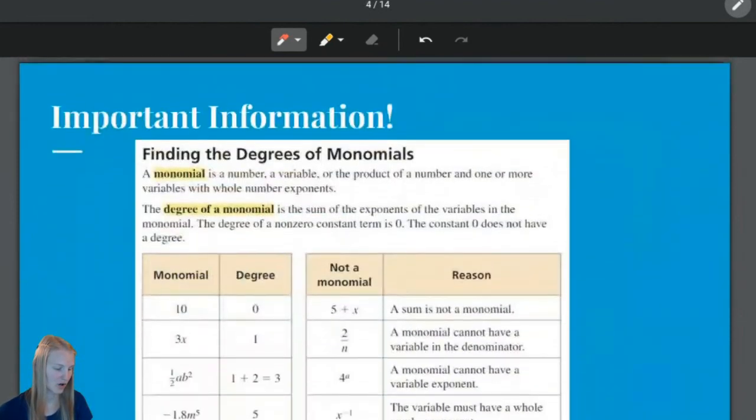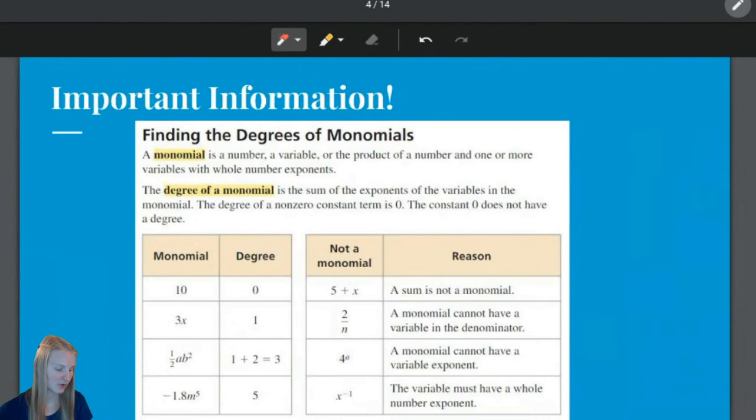Okay, so we need to be able to find the degree of a monomial. You saw in the learning target and the success criteria, we talked about being able to find the degree of a polynomial. And if you can find the degree of a monomial, you can find the degree of a binomial, a trinomial, a polynomial. All of them. So we're going to start nice and simple with finding the degree of a monomial.